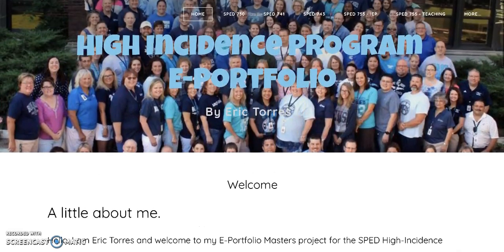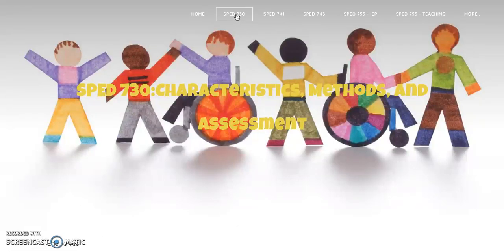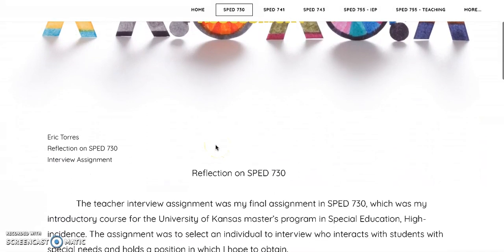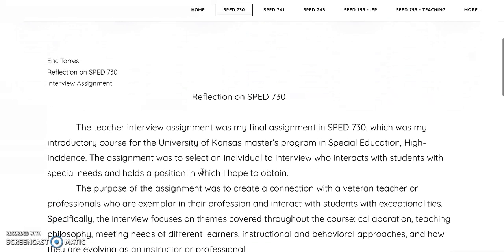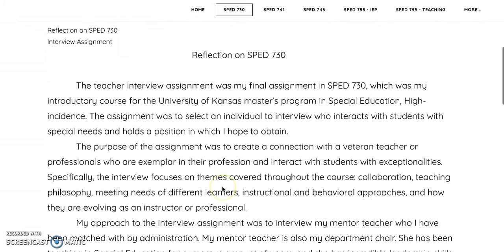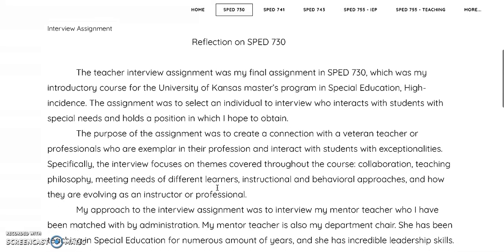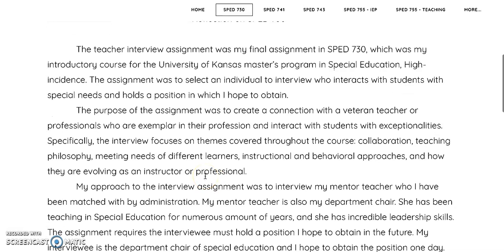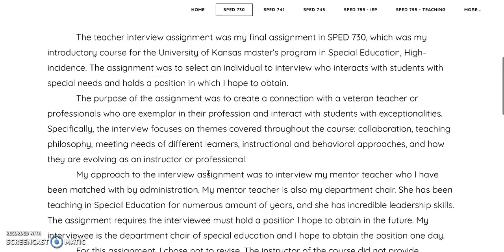And then the very first course I'll go ahead and go into, which is SPED 730, which is Characteristics and Methods of Assessment. So for SPED 730, the artifact is the teacher interview. I chose the artifact because it provided a learning opportunity to interact with professionals who also work with students with exceptionalities. Moreover, it provided an opportunity to learn from individuals who hold a position in which I wish to hold in the future. This artifact was not revised. There was no feedback that indicated I needed to make any revisions, so it remains unchanged.